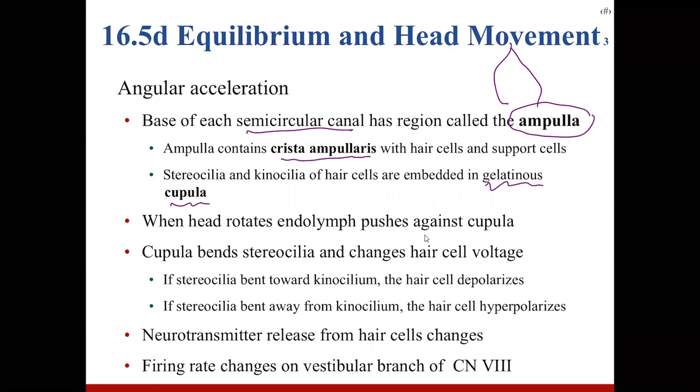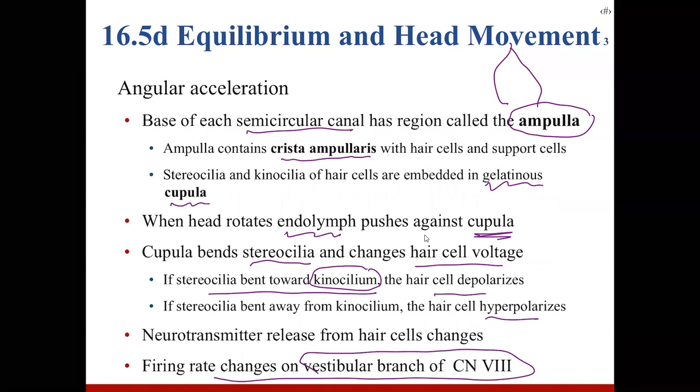Now when the head rotates or moves, the endolymph pushes against the cupula, so it makes that gelatin move. When the gelatin moves, it bends the stereocilia and changes the voltage of the hair cells. If the cilia bend towards the kinocilium, the hair cell depolarizes. If it bends away, it hyperpolarizes. So it's excitation and inhibition again. It's going to change the rate of firing on the same branch, same nerve.